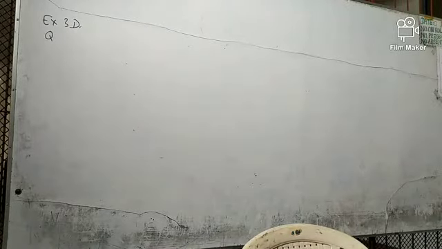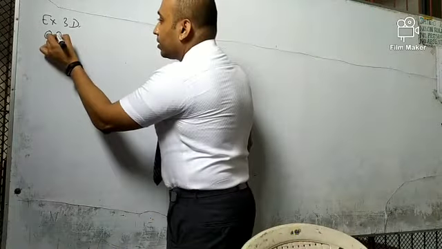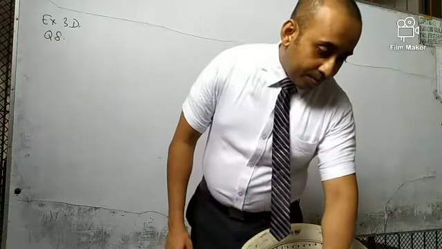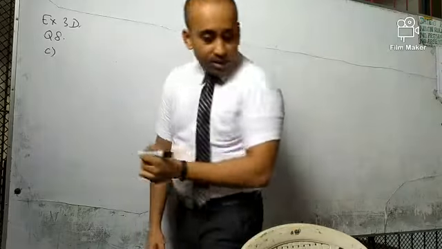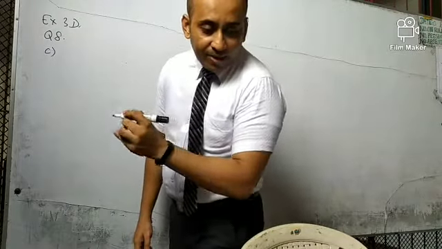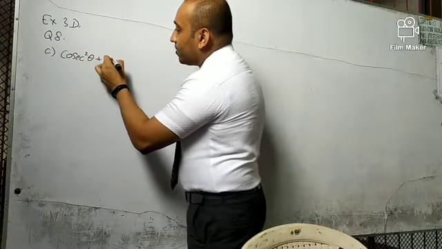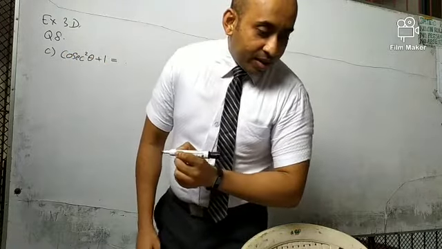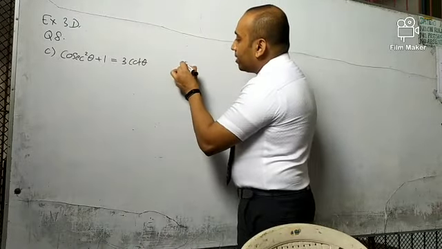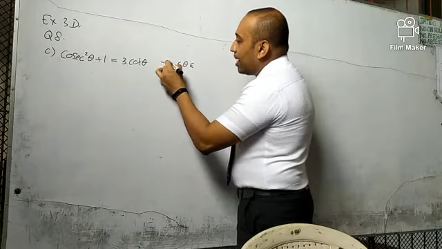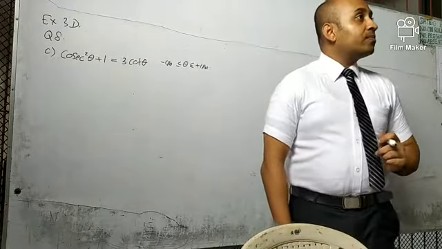Exercise 3D, question number 8, part C. The question is cosec square theta plus 1 equals 3 cot theta. The range is minus 180 to plus 180. See how to do this question.